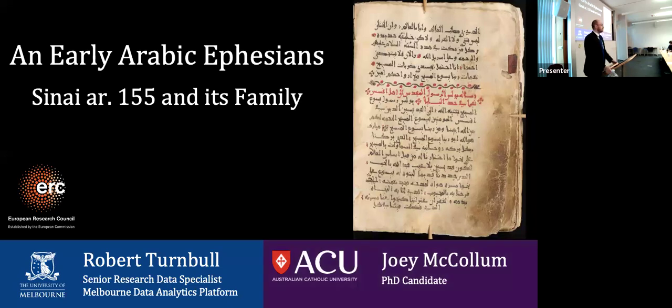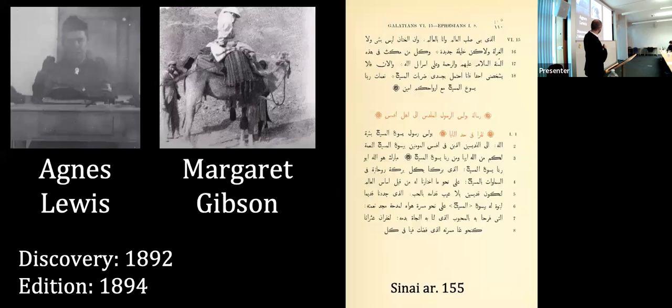Well, in 1892, Agnes Lewis found a 9th century Arabic manuscript in a basket at St. Catherine's Monastery with the translation of the epistles of Paul. This manuscript is Sinai-Arabic 155, as you see there. I'll just call it S155. Two years later, I think this is Agnes Lewis on the left, her sister Margaret Gibson produced an edition of this manuscript based on photographs that they took and their subsequent visit to Sinai.